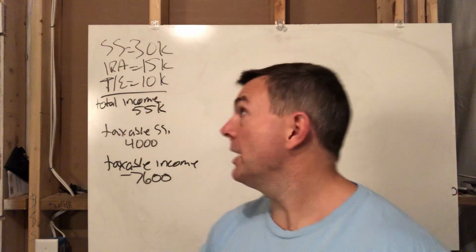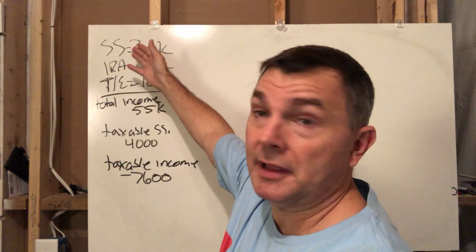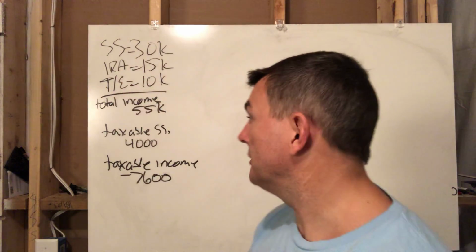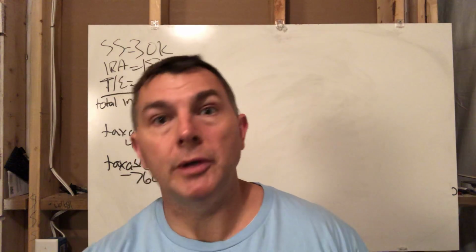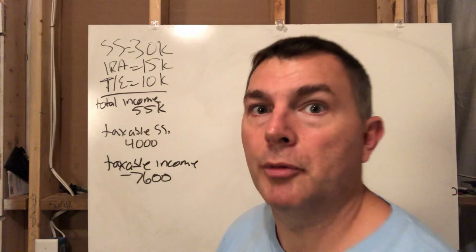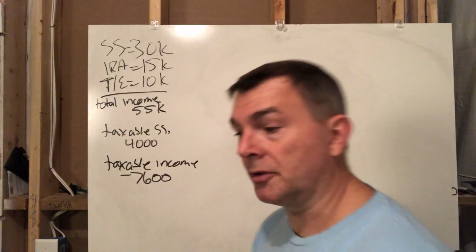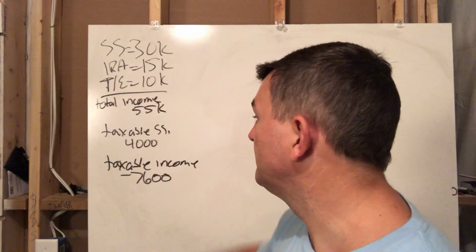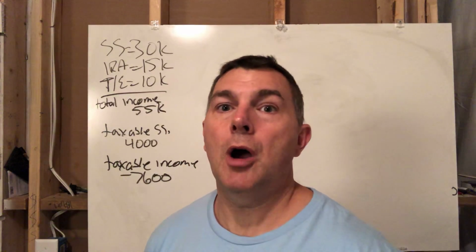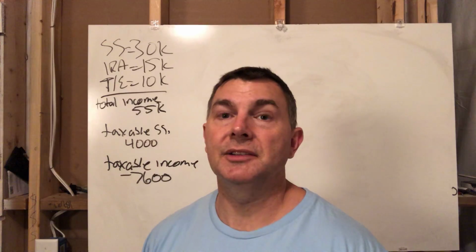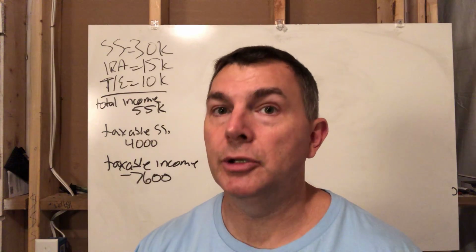Last time we had a Social Security of $30,000, an IRA of $15,000, and tax exempt interest of $10,000, and we're married filing jointly, say 66 years old for both. They had negative taxable income of $7,600. The first thing that comes to me as a financial planner is, how do we use this negative taxable income to offset some future IRA distributions, which will certainly be subject to taxes, if not as a married filing jointly unit, then as a widow.